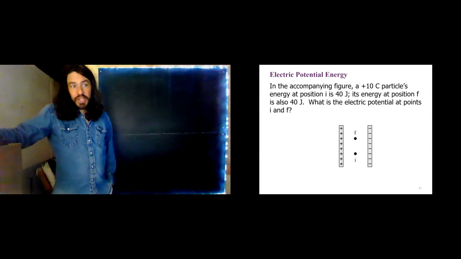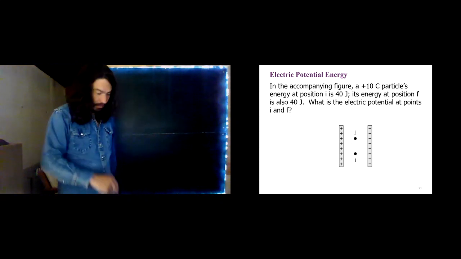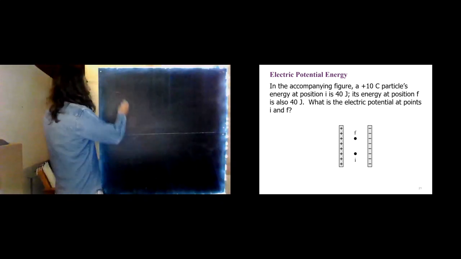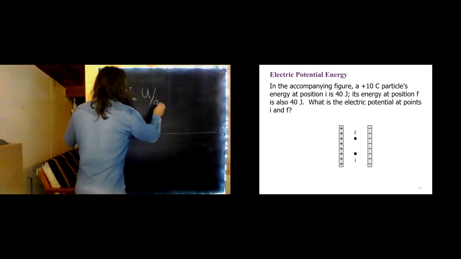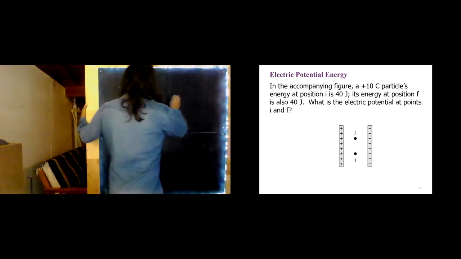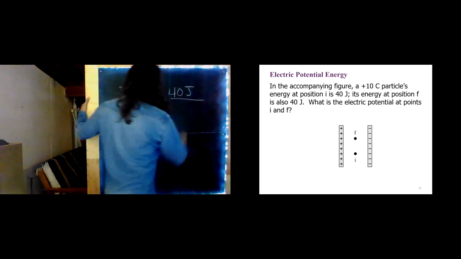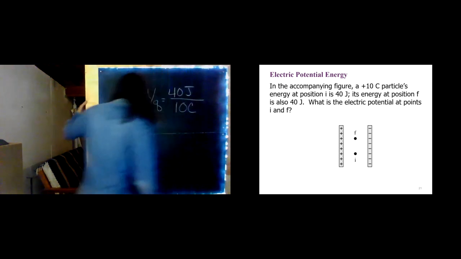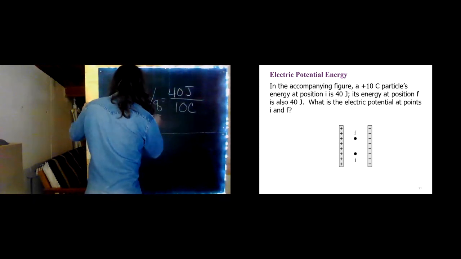So they have the same potential energy. We would guess then that they must have the same potential. Points I and F must have the same potential. What is that potential? Well, we know that V, the potential, is equal to the potential energy divided by Q. And so this is a straightforward problem again. We have 40 joules divided by 10 coulombs. So our potential then is 4 volts.